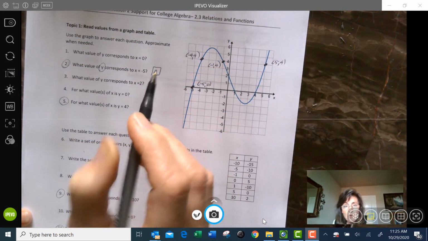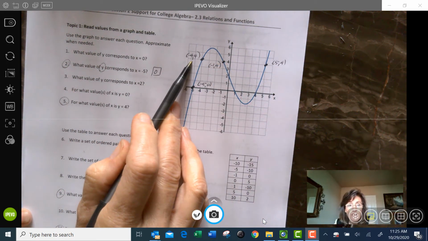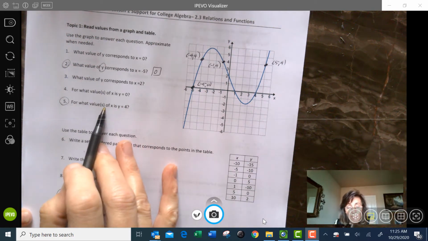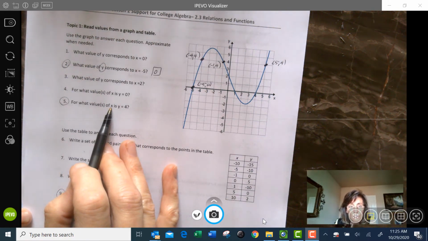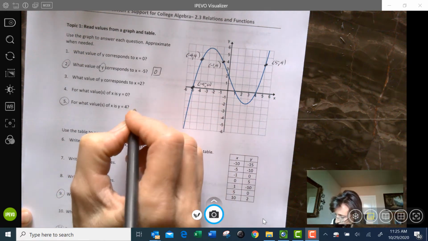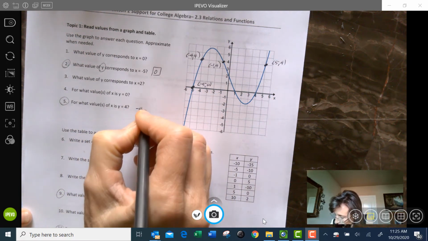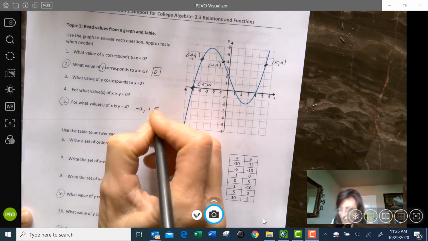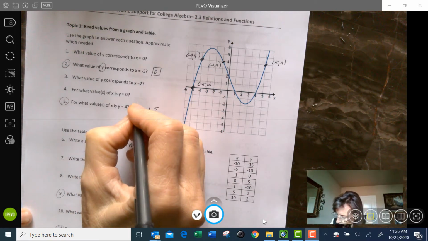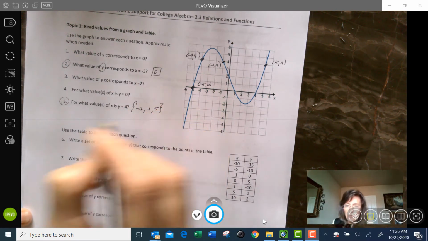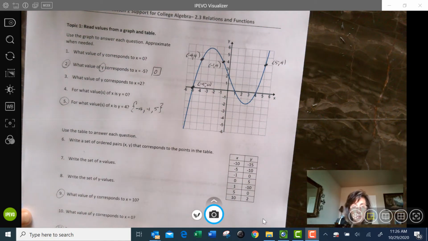Each of these 3 points have a y value of 4. So for what value or values, there's 3 of them, of x does y equal 4? Well, the 3 x values are -4, -1, and 5. Now, normally when we have like 2 or 3 answers, maybe 4, we will put them in what we call set notation with commas between the values.